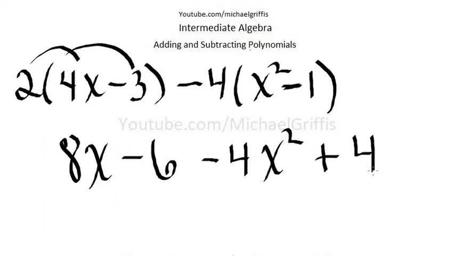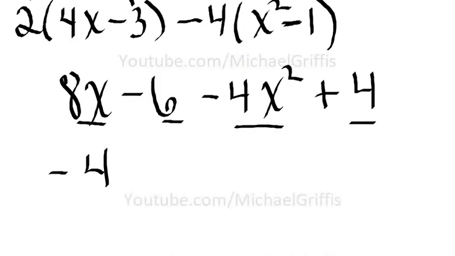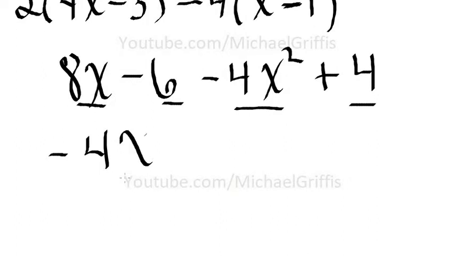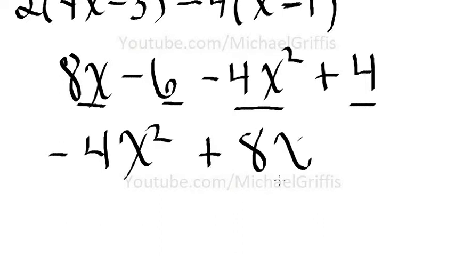Well, I don't really see any like terms for the 8x. We've got minus 6 plus 4. Those are like terms. But let's write this in standard form. The degree of the polynomial is 2, so we're going to write that out here in the front. I guess we should scroll down. And then plus 8x. So minus 6 plus 4 is minus 2. Written in standard form, the degree of the polynomial is 2. Of course, the leading term is negative 4x squared.